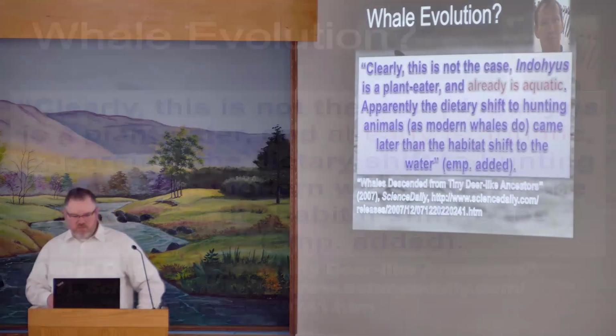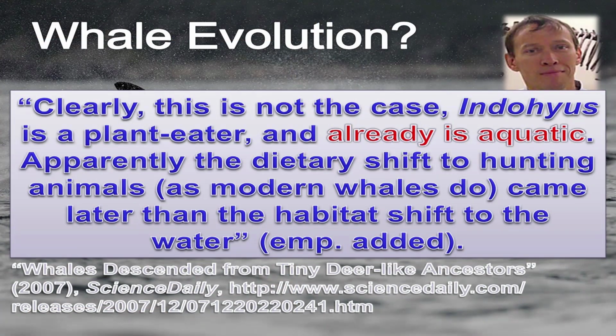According to Thewissen, mammals that gradually moved into the water in search of prey apparently were not carnivores, as has always been thought. Clearly, this is not the case. Indohyus is a plant eater and already is aquatic. Apparently the dietary shift to hunting animals, as modern whales do, came later than the habitat shift to the water. Okay, so with the discovery of one deer-like fossil, the whole alleged evolution of whales is swept aside, and we're switching from carnivore to herbivore, and instead of land, it's already a water-dwelling creature. Whales didn't evolve from land-dwelling ancestors in search of food.